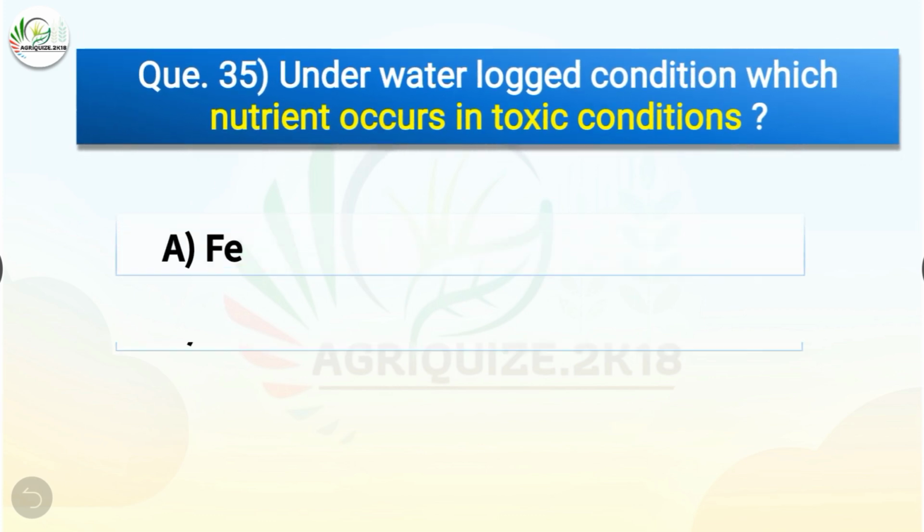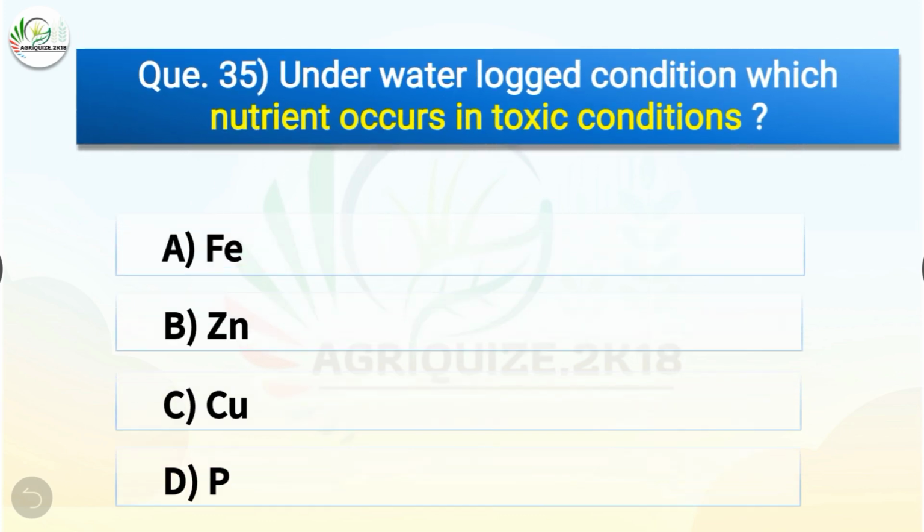Under waterlogged condition, which nutrient occurs in toxic conditions? The options are iron, zinc, copper, or phosphorus. The correct answer is option A, Fe. So under waterlogged conditions, Fe is the nutrient which occurs in toxic conditions.